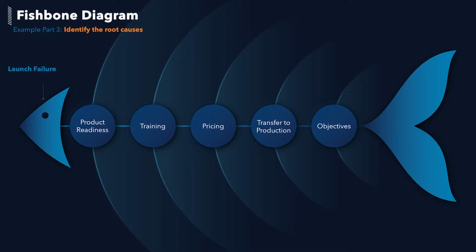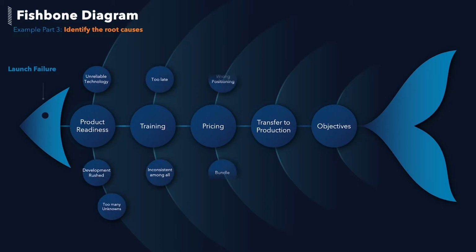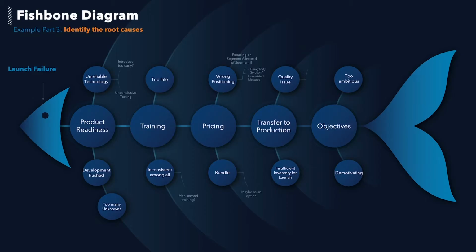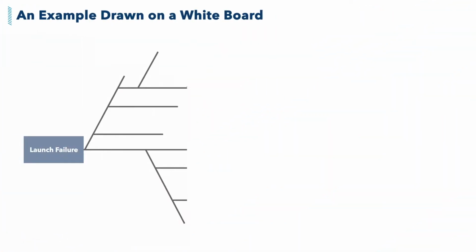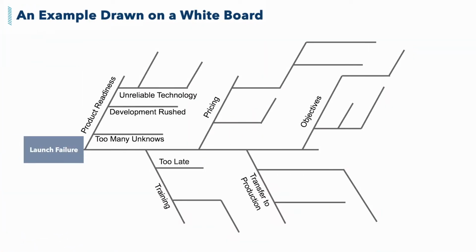At some point, there may be a need to add a more complex sub-branch line coming off of the cause line. In this example, the production readiness bone's line then branches into the cause lines: an unreliable technology, a rushed development, and too many unknowns. The shorter sub-branch lines from the cause line labeled unreliable technology include both introduced too early and inconclusive testing. Going further, identifying the following causes, then adding them to the fishbone will slowly fill out the fish's skeleton. Here is the same example, this time drawn on a whiteboard during a work session.